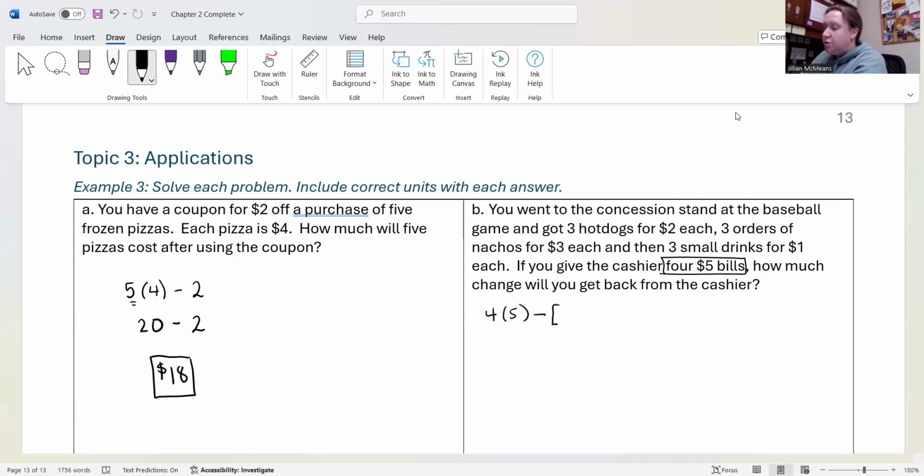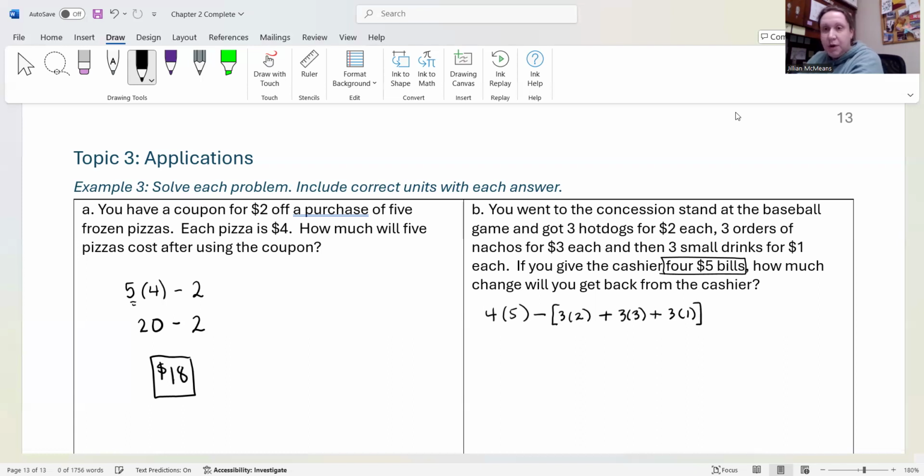Okay, so let's go through this piece by piece. Let's start with the hot dogs. We bought 3 hot dogs, each costing $2. To that, we're going to add the cost of the nachos. So we got 3 orders of nachos for $3 each. To that, we're going to add the cost of the drinks. We bought 3 small drinks for $1 each.